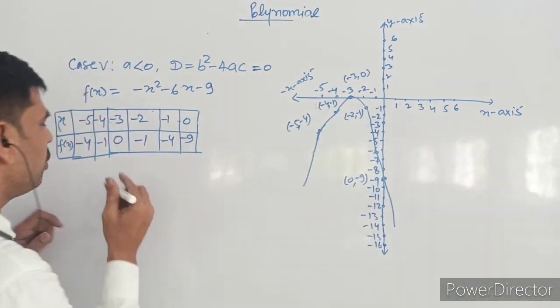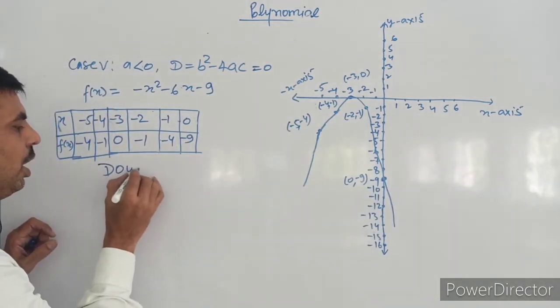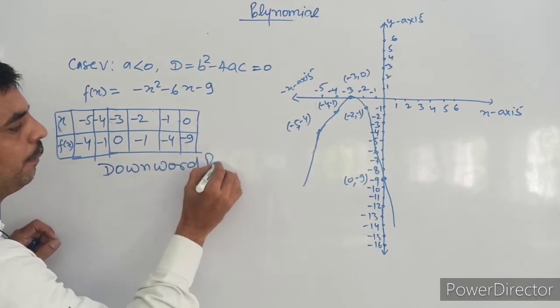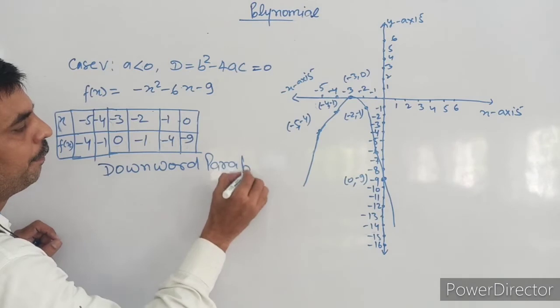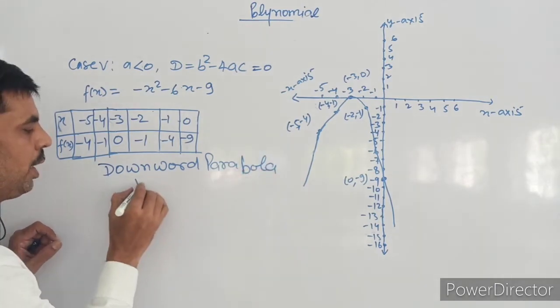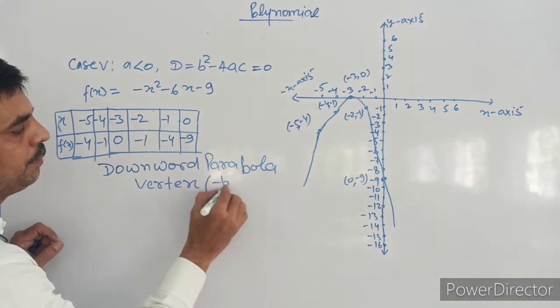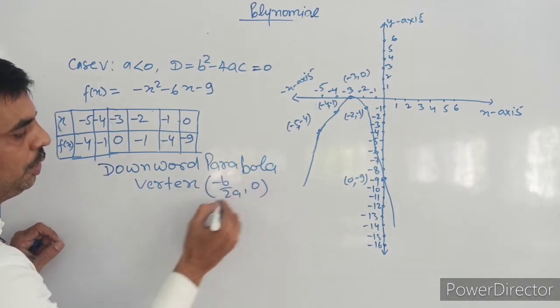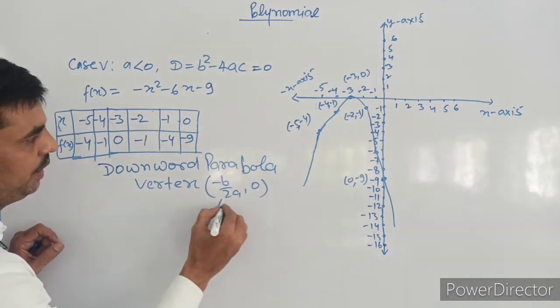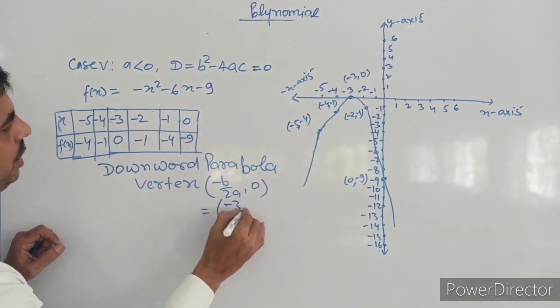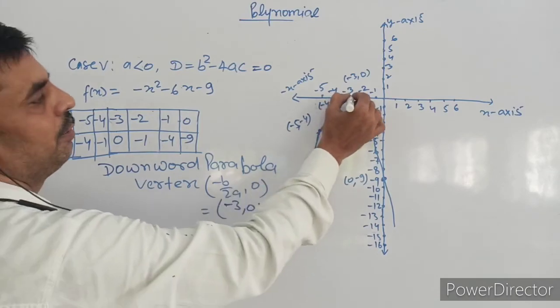So this is a downward graph, a downward parabola. The vertex is (-b/2a, 0). If you solve it, you find (-3, 0). It is our vertex.